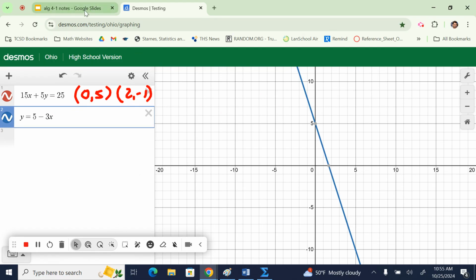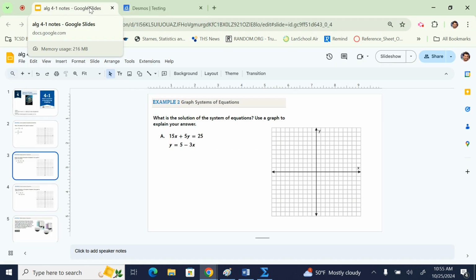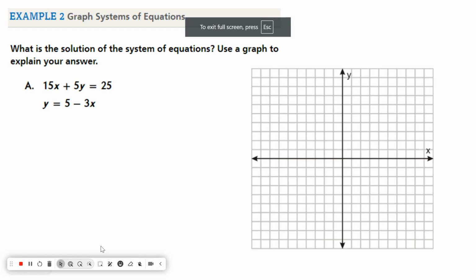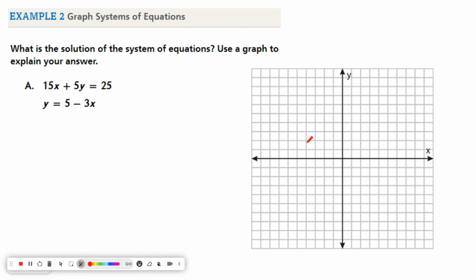Okay, so let's go back to our picture and talk about this. So 0, 5, 2, -1. So I'm going to grab my thing. I'm going to start with red. I'm going to go 0, 5, 1, 2, 3, 4, 5. Put a dot there. And then 2, -1. Okay, so there's the first line. And again, just connect them as best you can with a straight line.